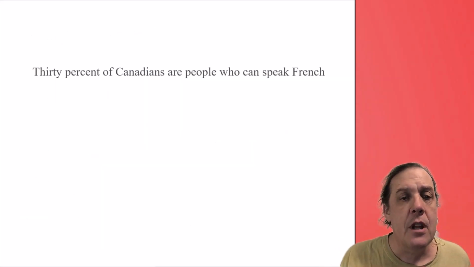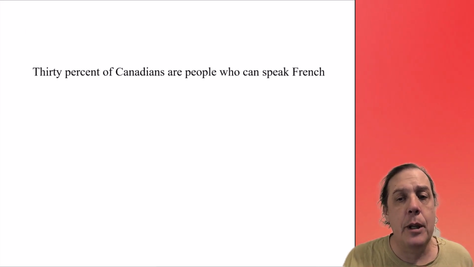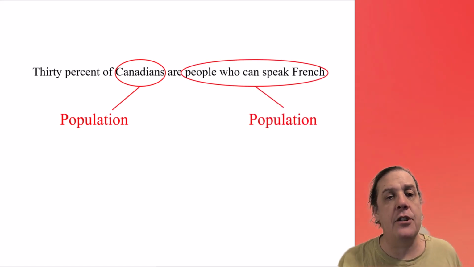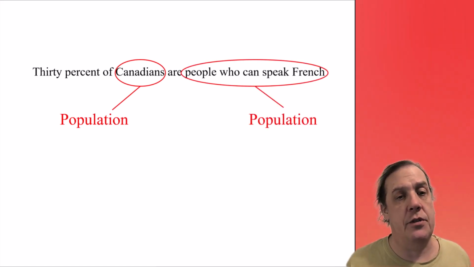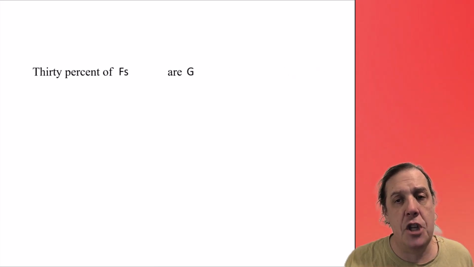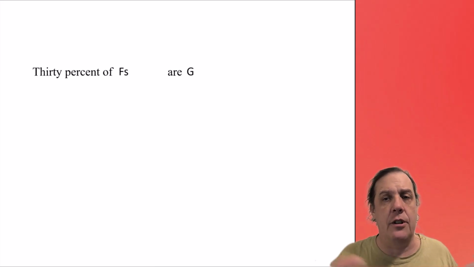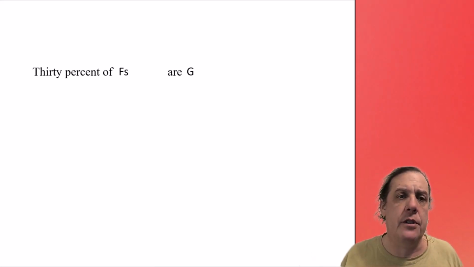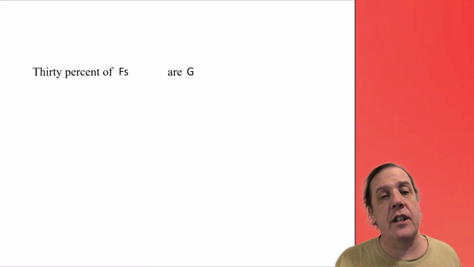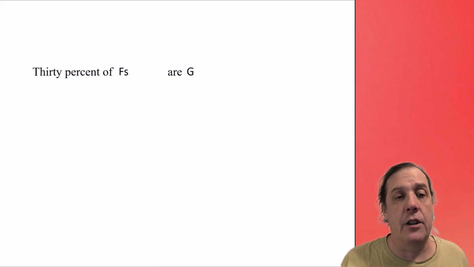So let me make this more concrete with an example. 30% of Canadians are people who can speak French, right? Canadians, people who can speak French, those are both populations, right? We're going to replace those sometimes with variables. So we're going to say 30% of Fs are G, and typically F and G are the two variables we use for the subject term and the predicate term. And we can imagine these variables then taking other values.